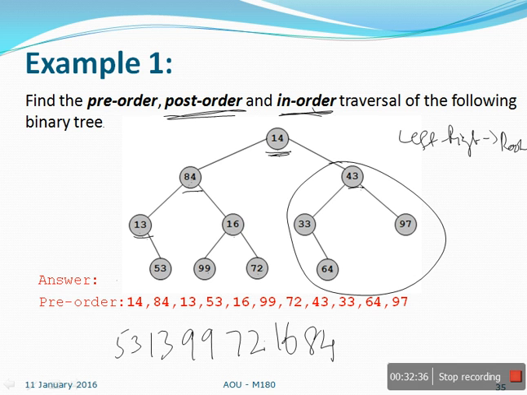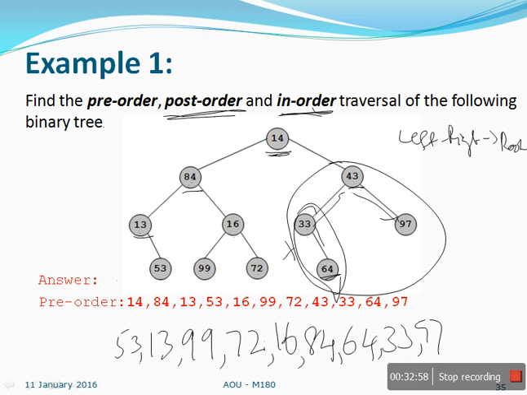43 is again a root, it has a left, again a subtree which does not have a left but has a right 64, and then root 33, and then its right 97, and then the root 43, and then the main root 14. So this is your post order.